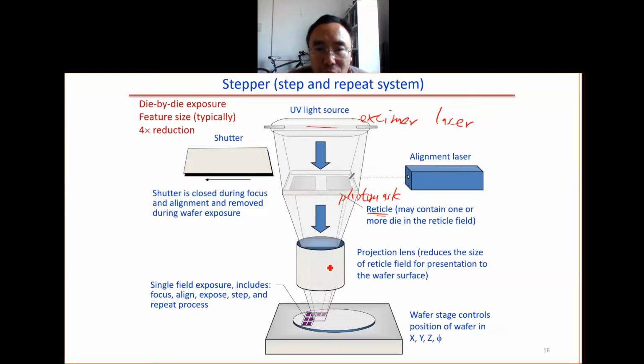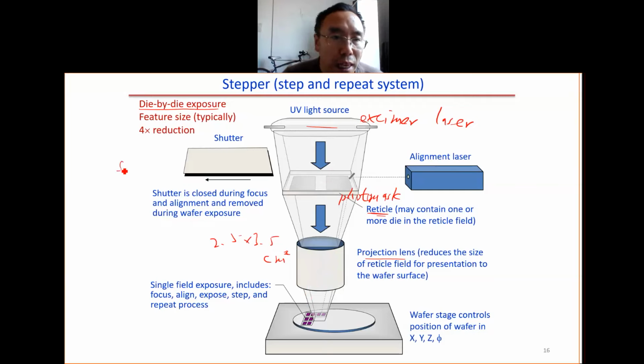Then we have this condenser, and the projection lens. Then we have the wafer. This is a die-by-die exposure system, so each time we expose one die. Each of the dies is roughly 2.5 by 3.5 square centimeters. Yeah, this is the production lithography.